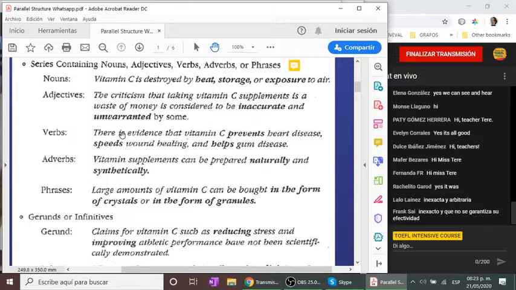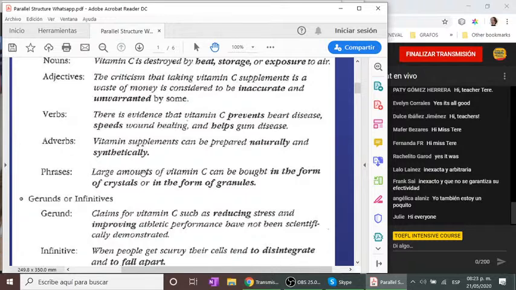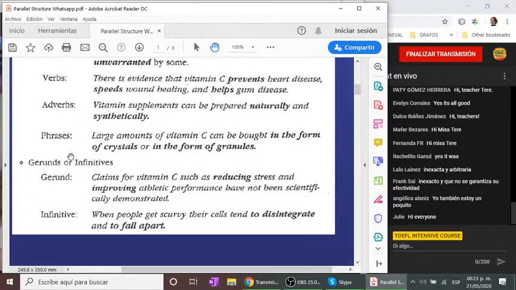Presents, speeds and helps. Igual aquí tenemos naturalmente y sintéticamente. Ok, vamos a ver. Otros dos ejemplos son estos. ¿Me ayuda, maestra? So now we'll go to the gerund. Claims for vitamin C, such as reducing stress and improving athletic performance, have not been scientifically demonstrated.